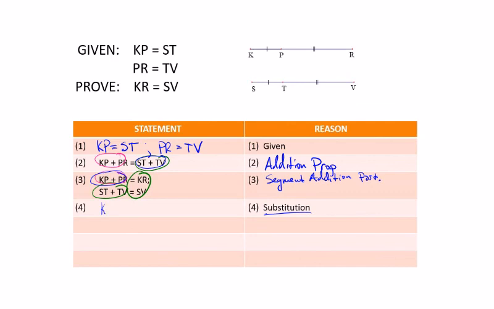So we can say that KR equals SV, and we can say that by substitution or the transitive property. Okay. All right, and we got to our end result. So one of the things that is nice about proofs is you always know what you want to end up with, right? You know what your answer is. You just have to figure out how to get there. So it's kind of like a puzzle, and hopefully you enjoy it as much as I do.